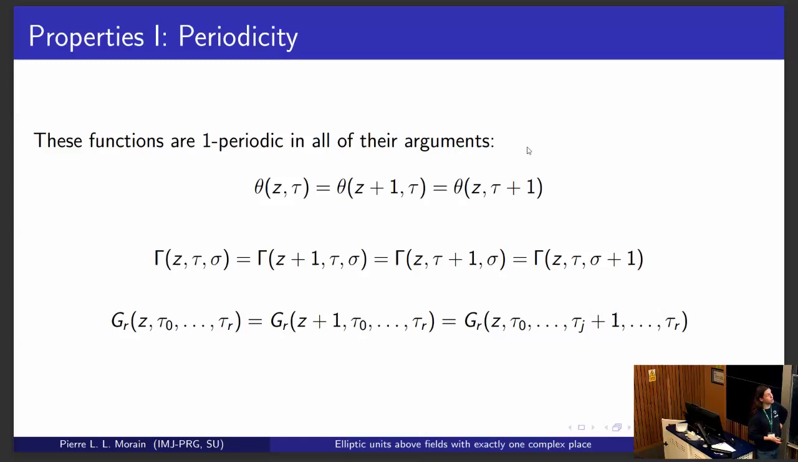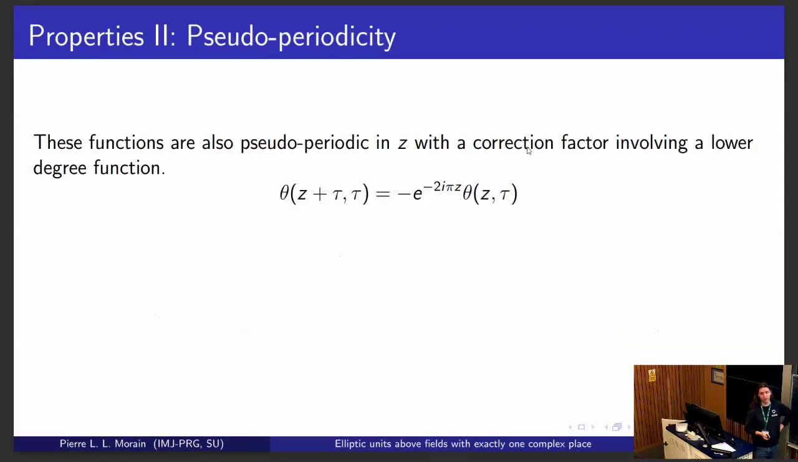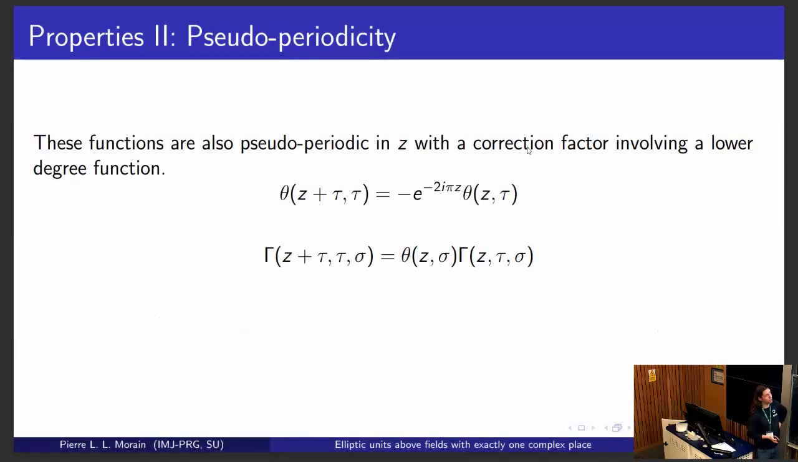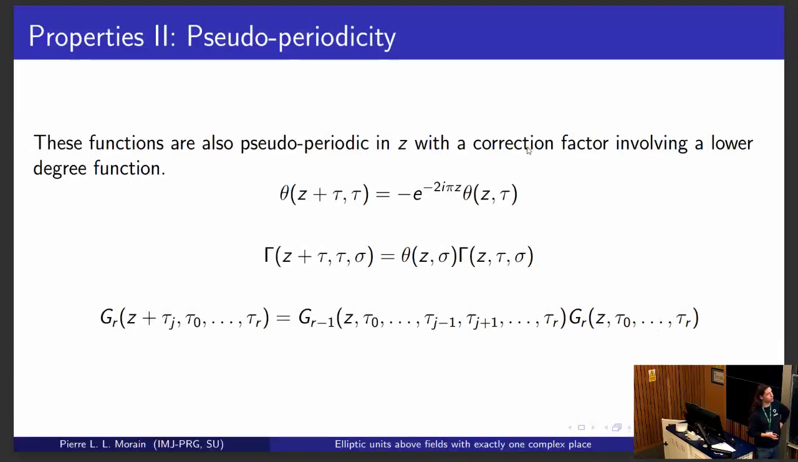The other thing that you saw yesterday is that these functions should be pseudo-periodic with respect to their elliptic parameters. This is the pseudo-periodic relation for the theta function. For the elliptic gamma function, it involves the theta function. And in general, the G_r function has a pseudo-periodic relation involving a lower degree function.